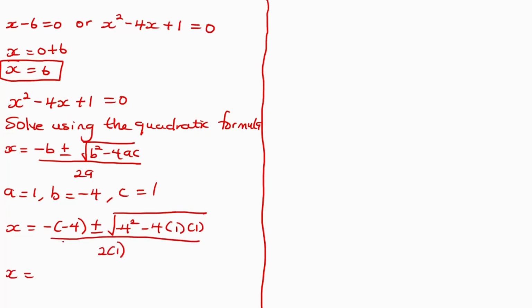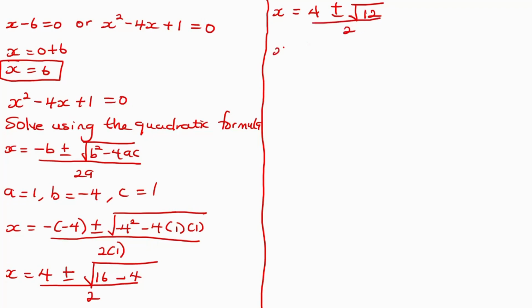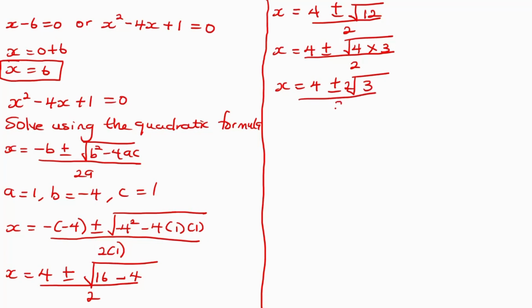So x is equal to, minus times minus is plus, 4 plus or minus the square root of minus 4 squared, which is 16, minus 4 times 1, which gives us minus 4, all over 2. Right here we have x is equal to 4 plus or minus the square root of 16 minus 4, which gives us 12, over 2. x is equal to 4 plus or minus the root of 12, which can be written as 4 times 3, over 2. So x is equal to 4 plus or minus the square root of 4, which is 2, so we have 2 root 3 over 2.